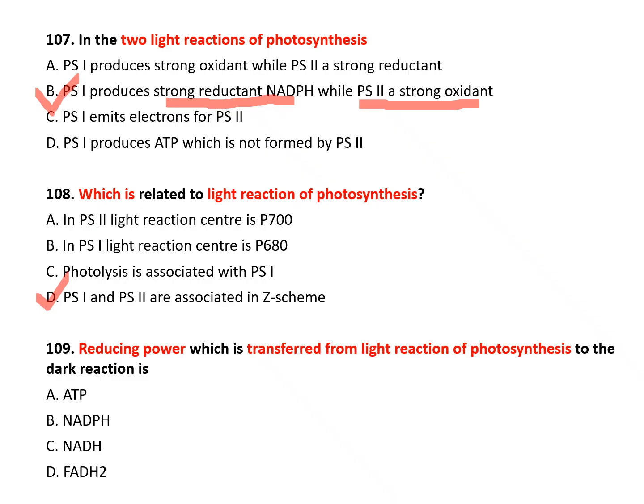The next question, number 109. Reducing power, which is transferred from light reaction of photosynthesis to the dark reaction, is: option A, ATP; option B, NADPH; option C, NADH; option D, FADH2. The correct answer is option B, NADPH.